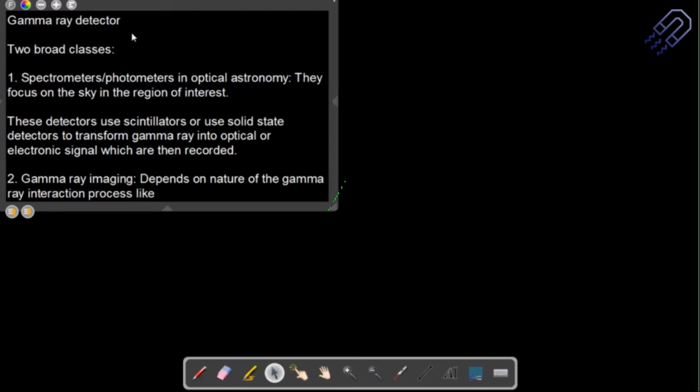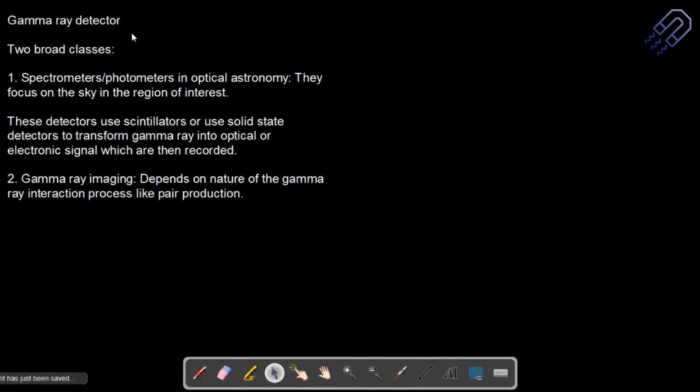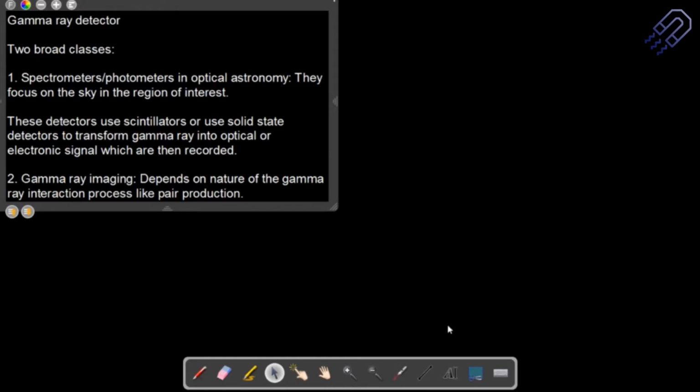Let's say like pair production. Sometimes it does happen that when the gamma ray interacts, it will result in pair production. So you can have two different particles getting formed, and from there we can detect that yes, there was a gamma ray based on which we actually had this pair production. So that is why these are important. So this is how gamma rays are detected.